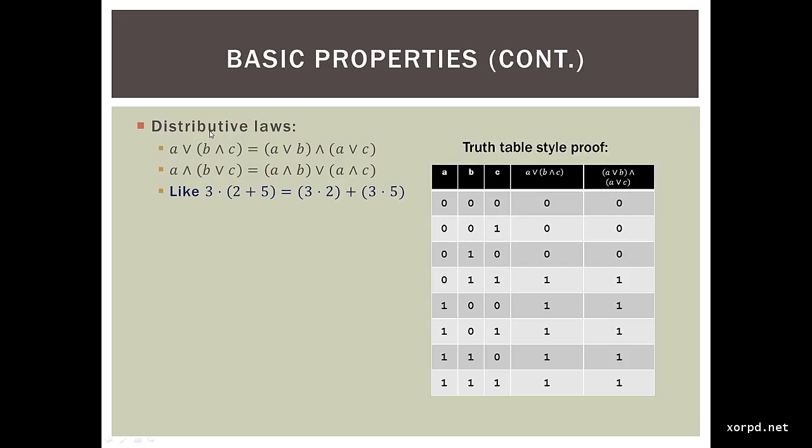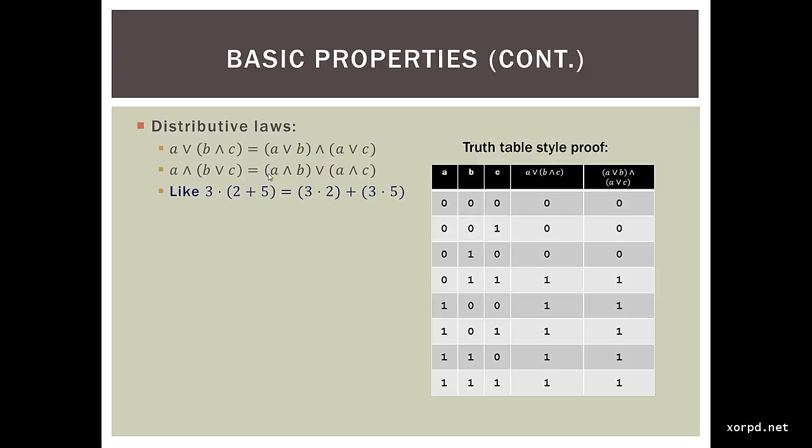The distributive laws. This one is really interesting. A or B and C equals A or B and A or C. And surprisingly, the same happens if we change every OR to AND and every AND to OR. A and B or C equals A and B or A and C. This is somehow like opening the bracket in usual arithmetic. For example, 3 times 2 plus 5 equals 3 times 2 plus 3 times 5.